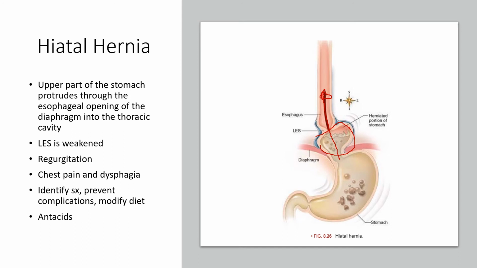So the initial treatment is going to be aimed at identifying the symptoms and to prevent further complications. Antacids such as Maalox and Mylanta are going to be the medications that are given to the patient to control the acid secretions in the stomach. The patients may also be on proton pump inhibitors such as Prevacid or Nexium as well.